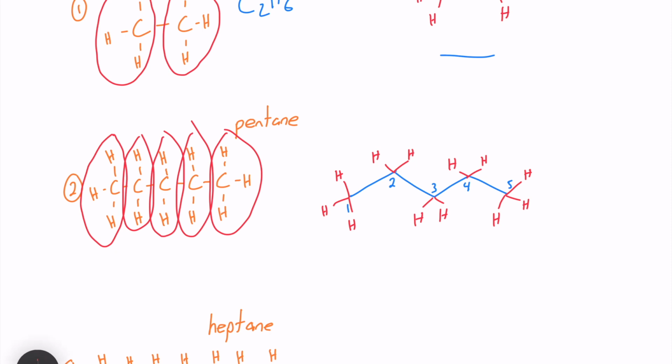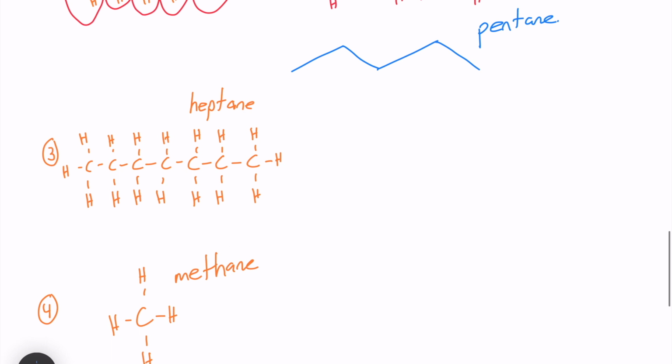Again, I will redraw what pentane's line structure actually looks like. So again, it'll be 1, 2, 3, 4, and 5, just like that. So this is pentane. All right, next up we have heptane. We're getting a little bit more complicated again here. So we have 1, 2, 3, 4, 5, 6, and 7.